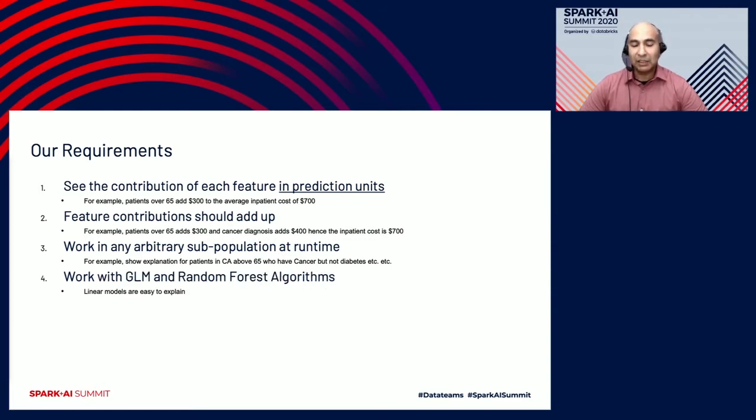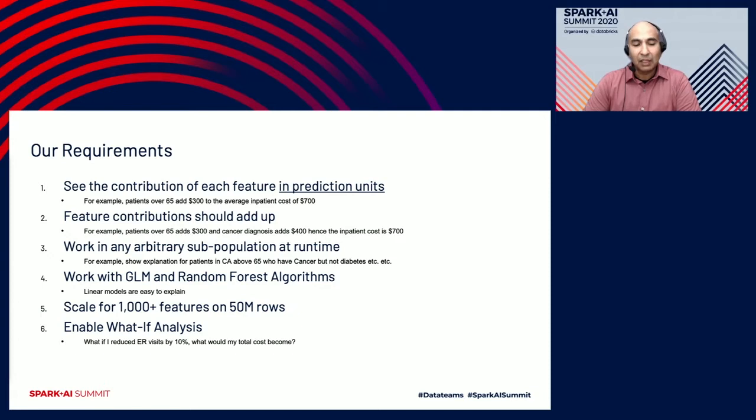And we needed to really work with GLM, generalized linear models, and random forest algorithms. Certainly linear models are really easy to explain, but for the types of data we need to predict, they're not good enough. And as I mentioned before, we deal with very large volumes. So it had to be something that would scale for thousands of features on many millions of rows. And it also had to enable the what-if analysis scenario.